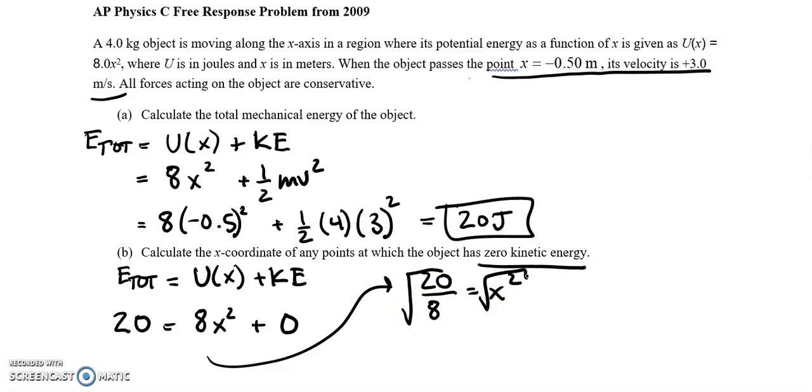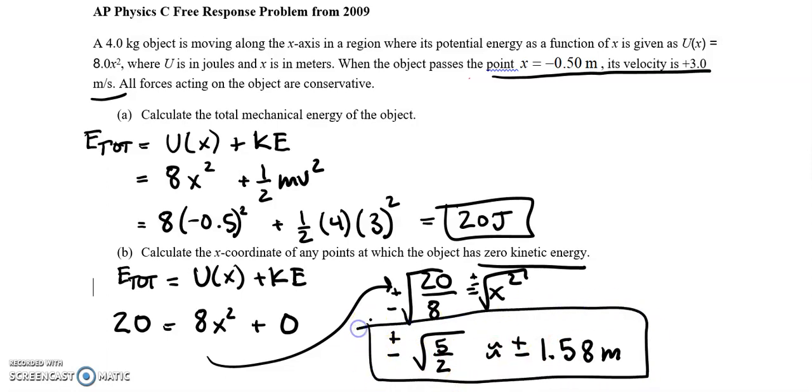Great. But when we take the square root, we always have to do plus or minus because a negative squared is going to be positive and a positive squared is a positive. Wow, positives are great. So keep that in mind. So then it could be plus or minus the square root of 5/2, which is about plus or minus 1.58 meters. So either of those would be acceptable answers.